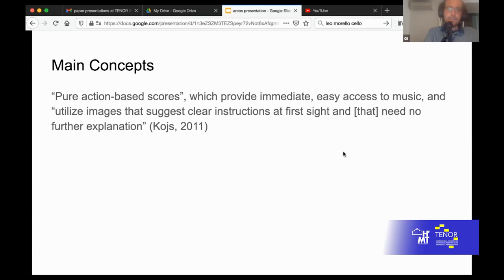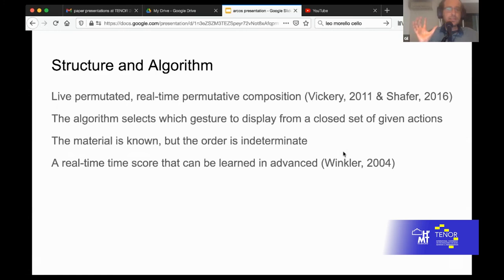But it's not a total sight read. So, I mean, obviously, with every real-time score, there's the element of sight reading. But in this case, it's not pure sight reading, because the algorithm selects gestures to display from a closed set of given actions. So it can be called a live permutated or real-time permutative composition. So basically the material is known, but the order is indeterminate. And it kind of resonates with Winkler's idea of a real-time score that can be learned in advance.